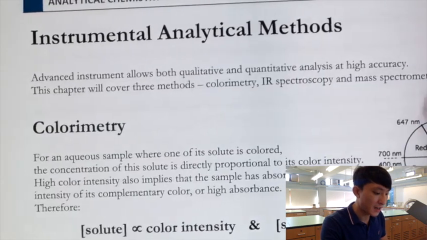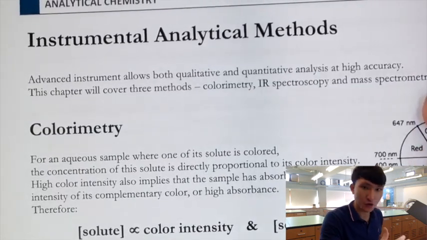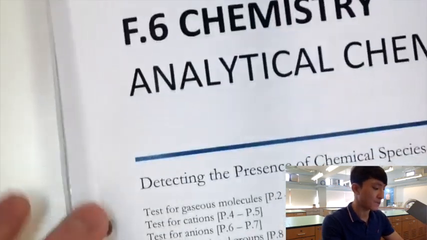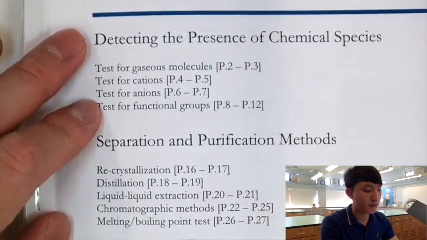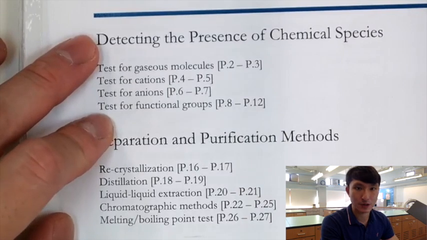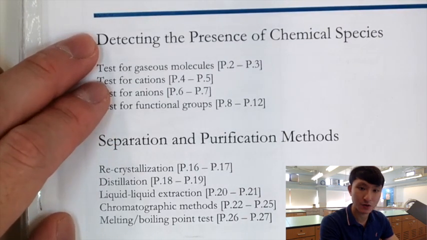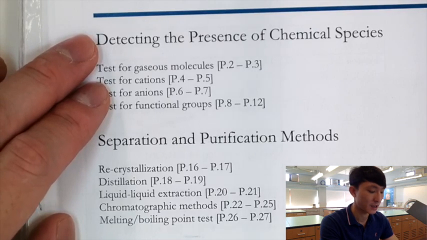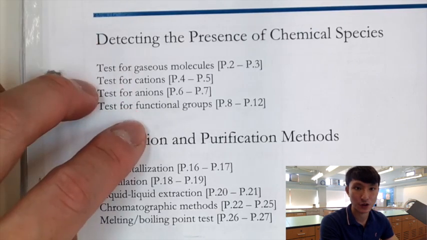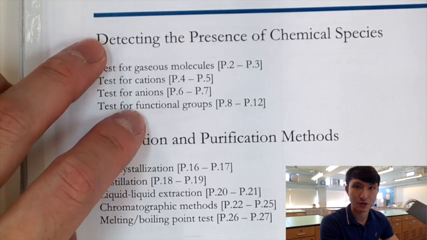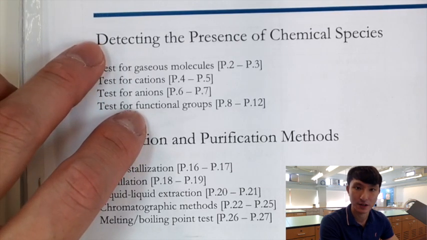Now, before we start, if you recap your memory, so far when we talk about analytical chemistry, at first we talked about some chemical tests to test for ions or gases, gaseous molecules, or even some functional groups, right? So what we are trying to do here is something called qualitative analysis, basically finding what it is.